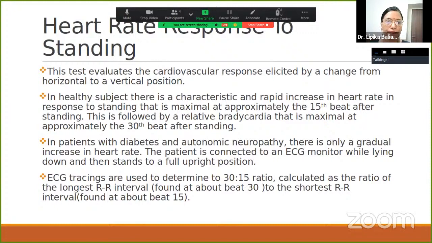In patients with diabetic autonomic neuropathy, there is only a gradual increase in heart rate. The patient is connected to the ECG monitor while lying down and then stands to a full upright position. The ECG tracings are used to determine this 30:15 ratio, calculated as the ratio of the longest RR interval, found at about beat 30, to the shortest RR interval, found at about beat 15.